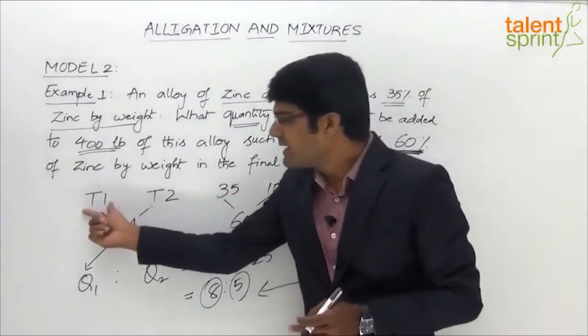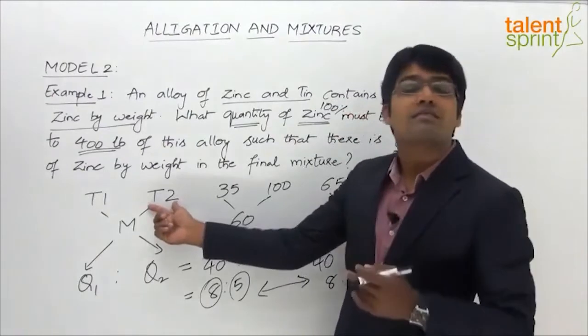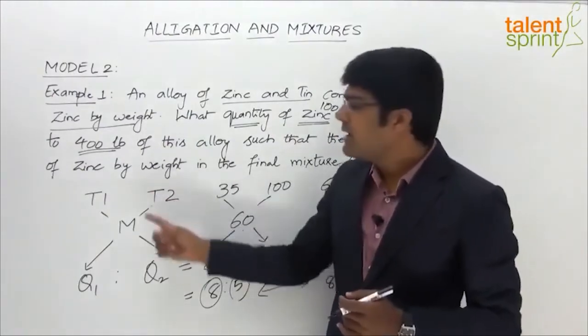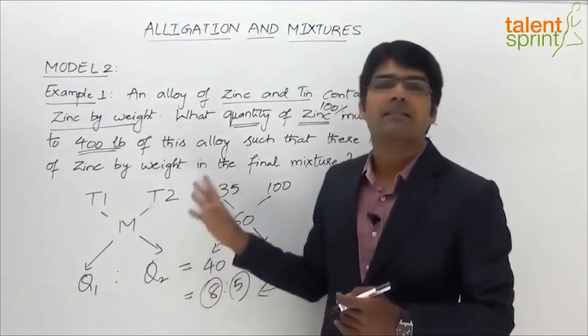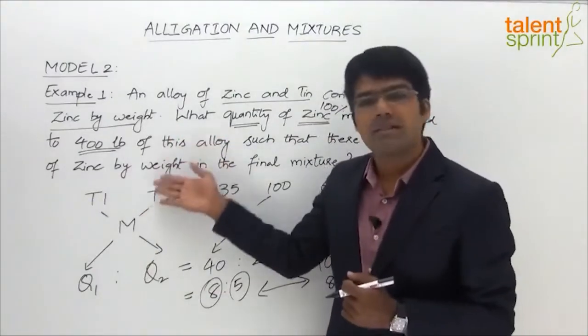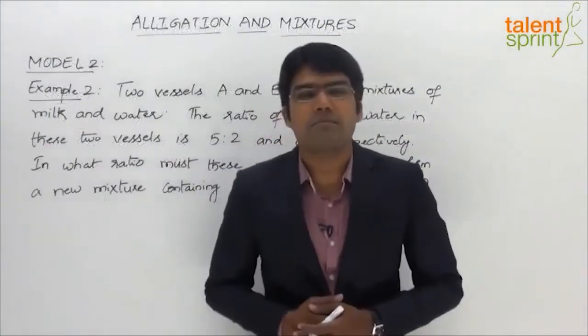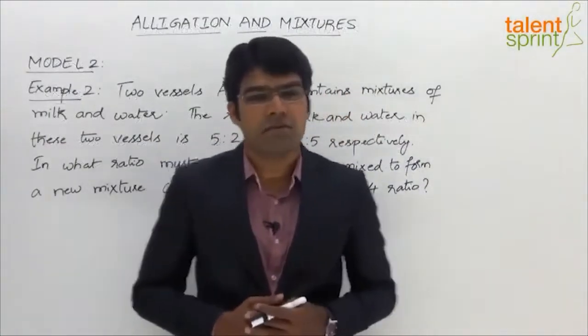Right? You cannot take 35% of zinc in type 1, and here we cannot use 0% of tin in type 2. Remember, you should work only on one of the ingredients, either the first ingredient, which is zinc in our case, or only the second ingredient, which is tin in the given case. Let us now take the second example from model 2 of alligations and mixtures.